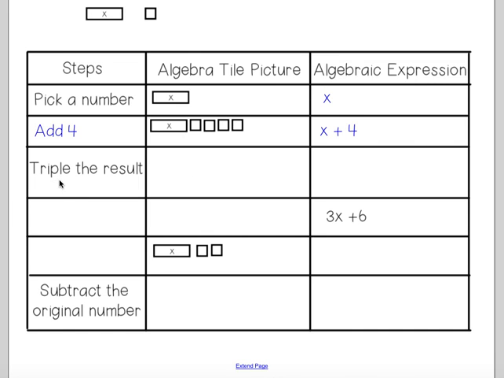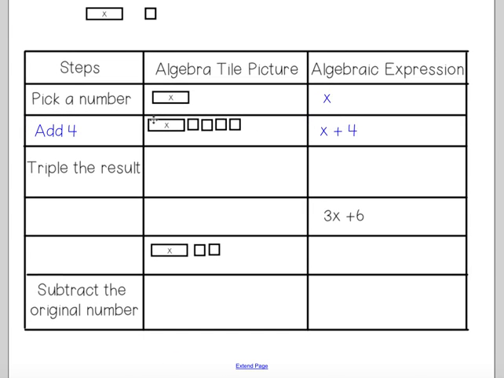If we're tripling the result, we're really multiplying by 3. So we're going to take this whole set and we're going to multiply it. Oh, it's not going to let me. We're going to do 3 of these exact same lines. So we're going to have 3 groups of X plus 4.